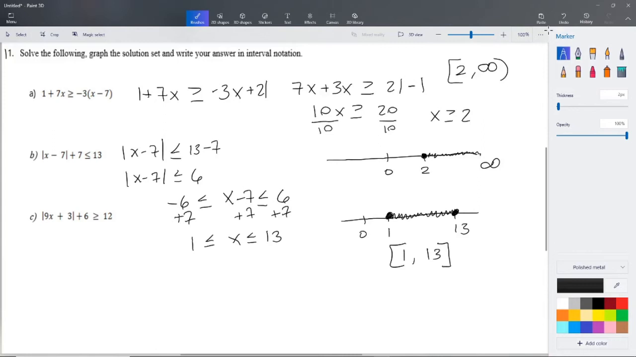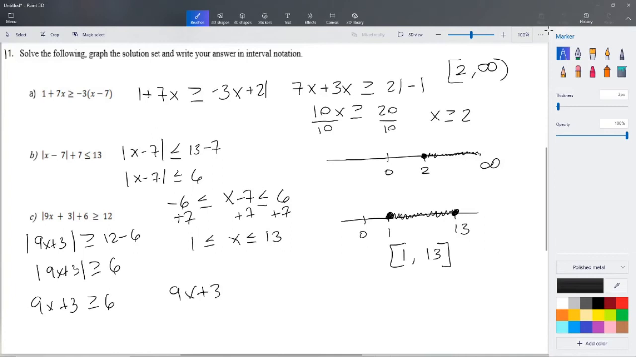All right, and then finally for part C here, again, we have another absolute value. So first thing is we want that absolute value to be by itself. So we're going to have 9x plus 3. We're going to shift the 6 to the other side. So it's going to be 12 minus 6, which of course is still 6. All right, and so in this absolute value, the way we solve it is the first thing we do is basically just lose the absolute value sign. So 9x plus 3 is greater than or equal to 6 is one thing to solve. The other one is over here, 9x plus 3, but this time less than or equal to negative 6.